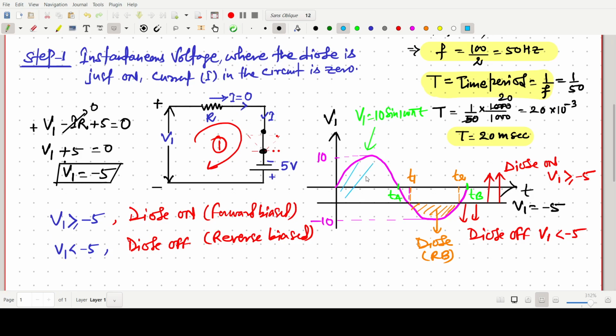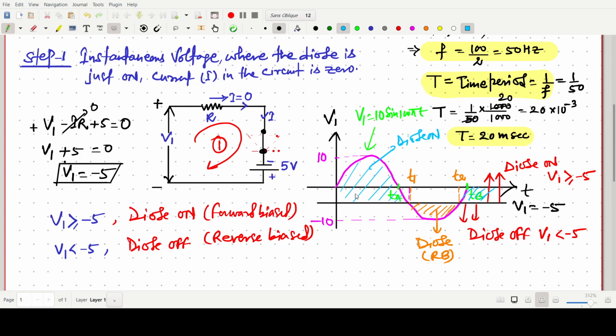Above this point, above this input, the diode will be on. Is it okay or no? So if we find the T1, T2 distance, then we can find this time interval. Then if we subtract it from the period of the signal, we will get the time during which the diode is in the on state or forward bias.